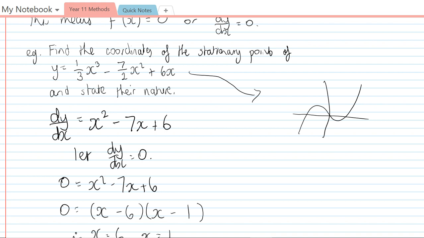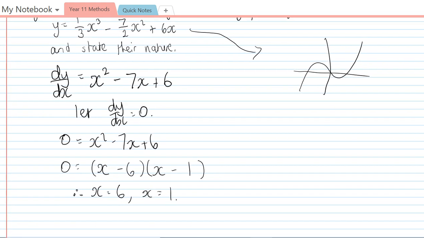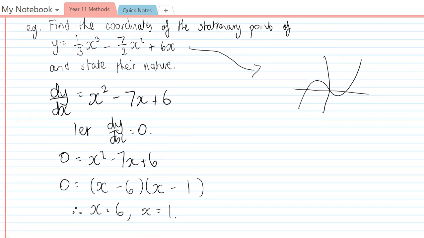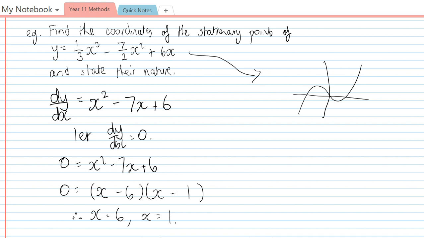This graph has a stationary point at x equals 6 and at x equals 1. So the 1 is going to be the point on the left, that stationary point, and the 6 is going to be the point on the right, that point there. And so I can find out what the coordinates of those points are. So I might just continue this over here. I can find out when x equals 1.